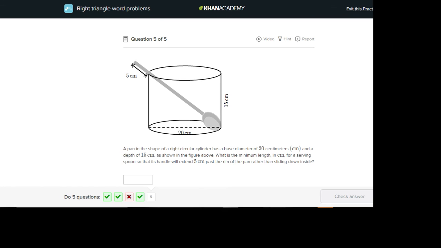So how long would the spoon be? It says 5 centimeters past the rim. So how long? 30. 30. Okay. That would be the answer.